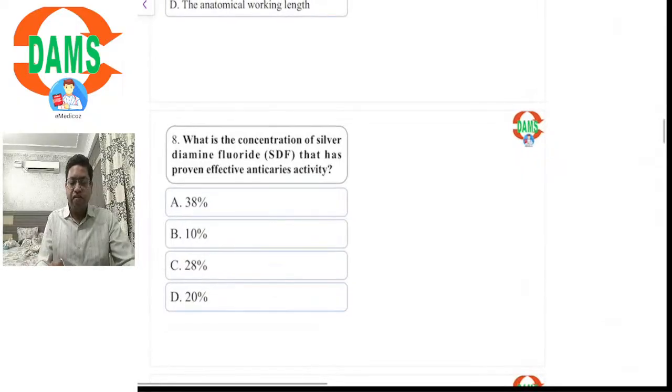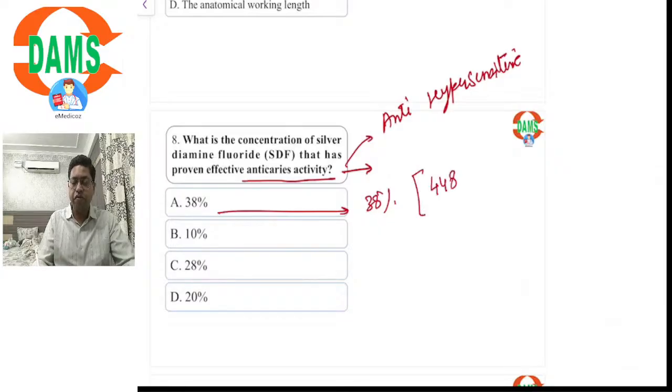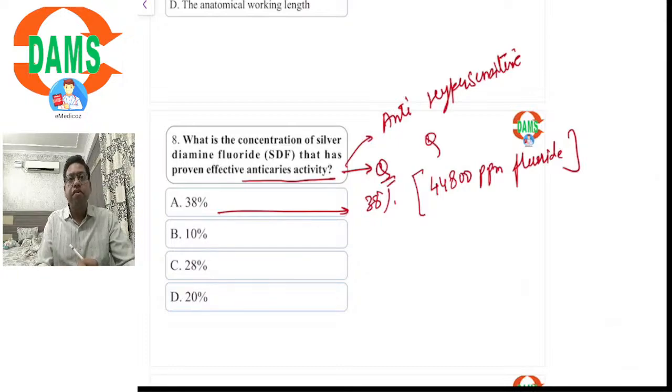Question number 8. What is the concentration of silver diamine fluoride that has proven anti-caries activity? Now, silver diamine fluoride is a solution that is used not only for anti-caries activity, but also as an anti-hypersensitive agent. We use a 38% solution of silver diamine fluoride, which consists of effective 44,800 ppm fluoride. The question has been asked both ways: concentration percentage, and fluoride concentration. Nearly 45,000 ppm, or 44,800 very specifically, of available fluoride is present in silver diamine fluoride. It is a black color solution. The caries is excavated and this solution is painted, and it also prevents dentinal hypersensitivity.